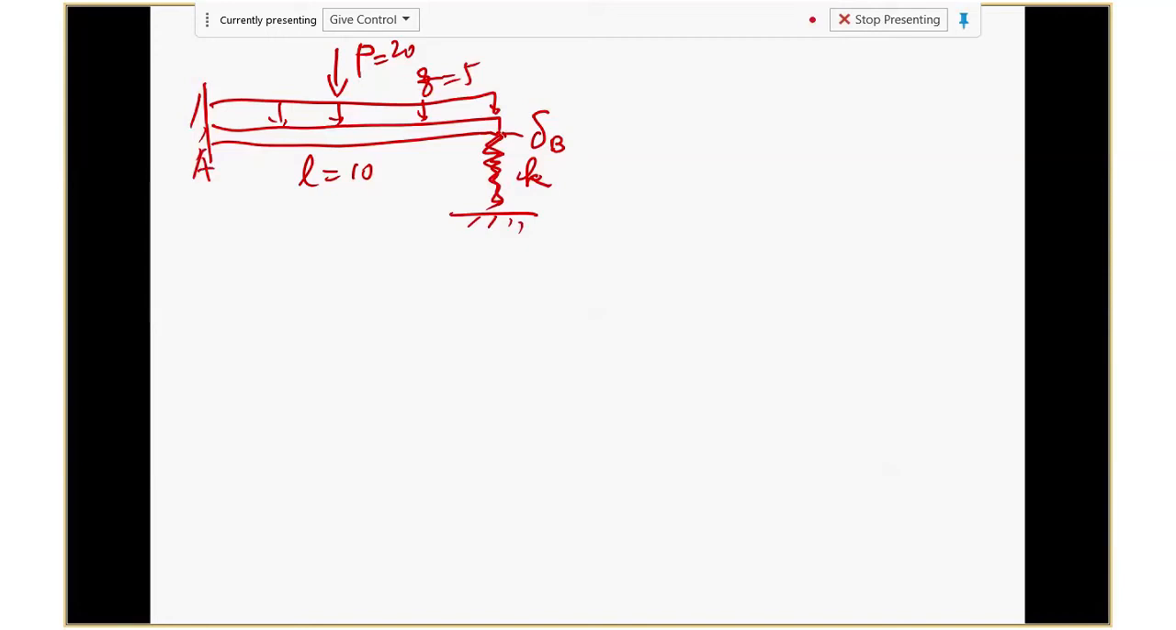This point is A. When you have this beam under these two loads, one the constant force and one the distributed load, but there is a spring support there, I want to find out how much this point is going to move, or how much force you're going to have in the spring.